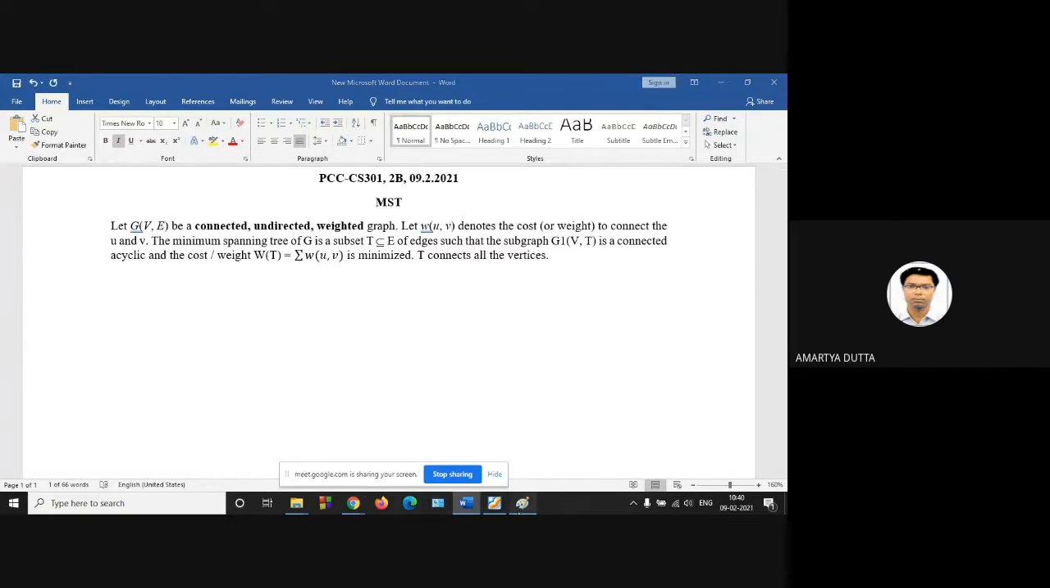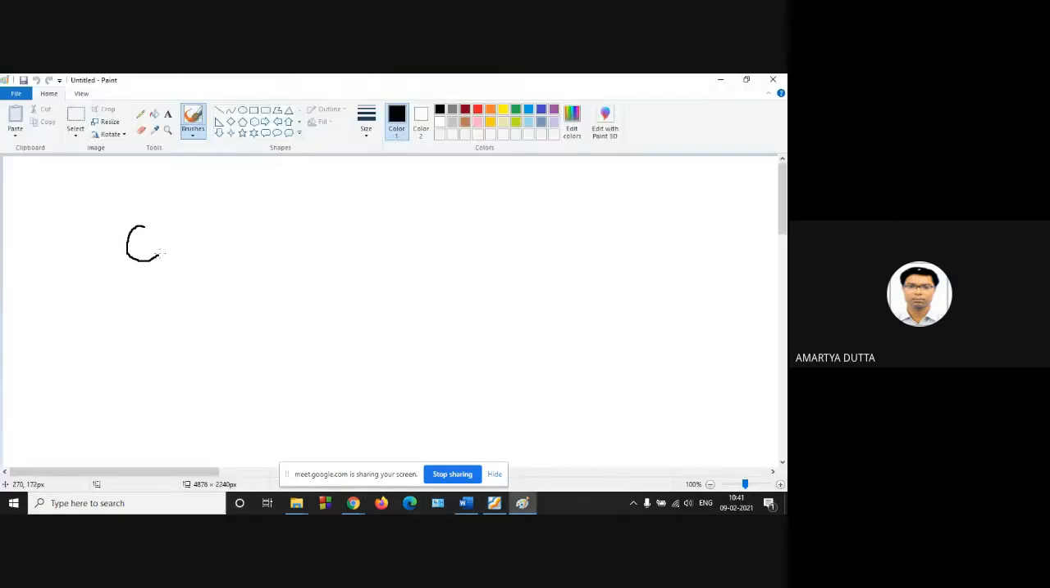So let this be your vertex U, and this be your vertex V. Let the cost be 15. So W of UV here is 15. This is the weight or cost.